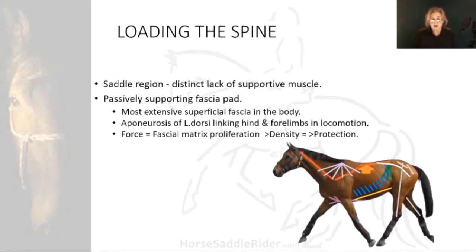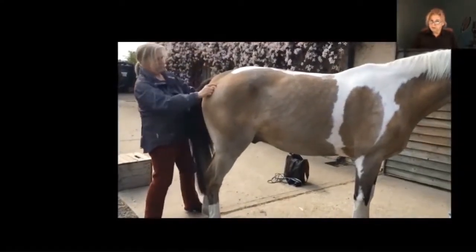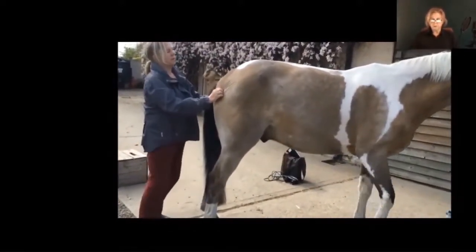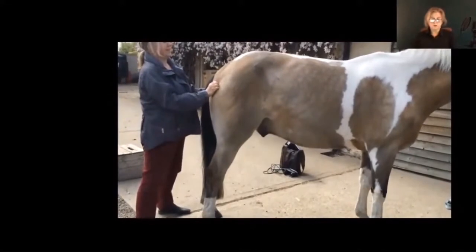And the force over time will produce or stimulate fascial matrix proliferation, which then causes it to become more dense in this region, and as such, more protective. It develops progressively. This is a test I like to do to evaluate the horse for rider carrying potential. Don't stand directly behind the horse. I am off to one side, but I want to see how much the horse can flex the lumbar sacral joint, and I want to see what happens when I walk away.